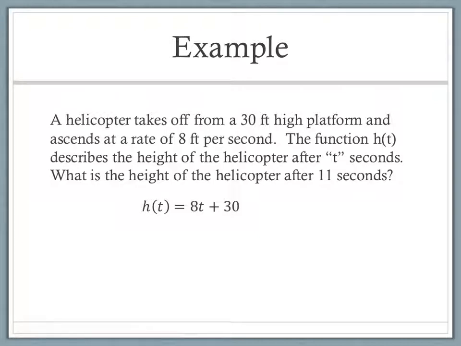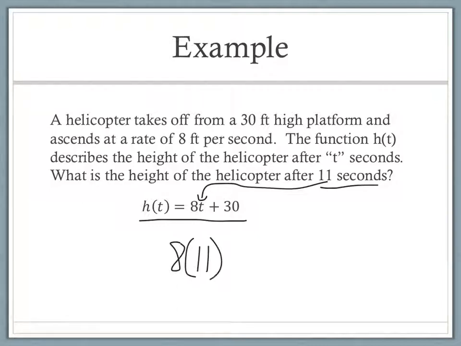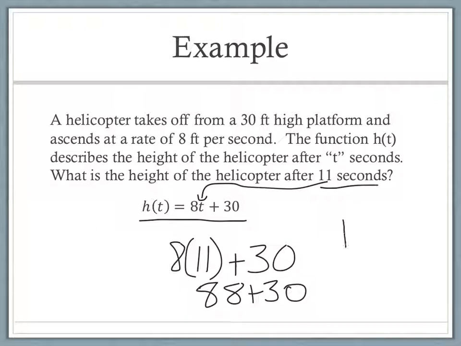So the big thing right here is it tells us we're at after 11 seconds, and it gives us the equation that represents that. So we're just going to take 11, which is our t or our time, and plug it into this equation. So 8 times 11 plus 30. Well, 8 times 11 is 88 plus 30. That's going to give us 118. And we're talking about feet, so I'm going to go ahead and put feet right here.